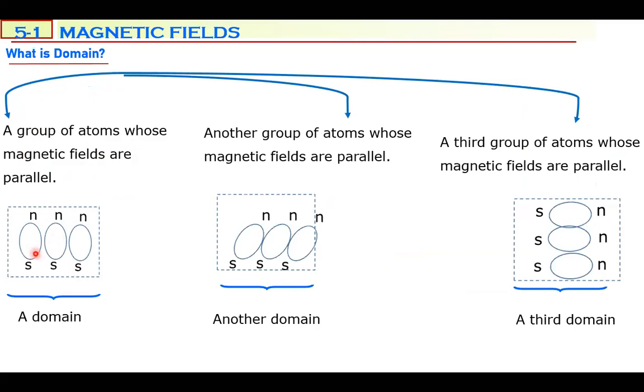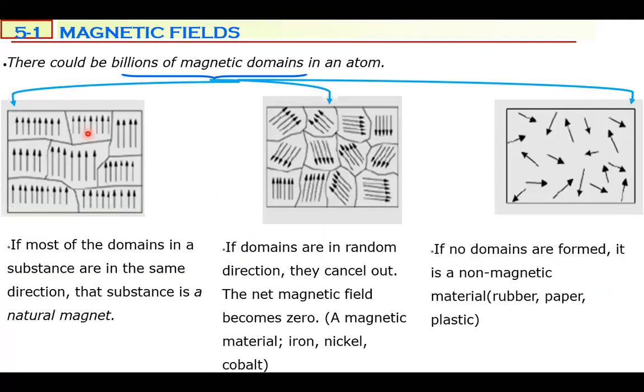As you see, their magnetic fields are in the same direction. Another group of atoms whose magnetic fields are parallel but different than the first one, this is another domain. The third group of atoms whose magnetic fields are also parallel but different than the first and second, this is another third domain. So they form domains inside a substance. As I said, billions of atoms all have the same directed magnetic fields. And again, there could be billions of magnetic domains.